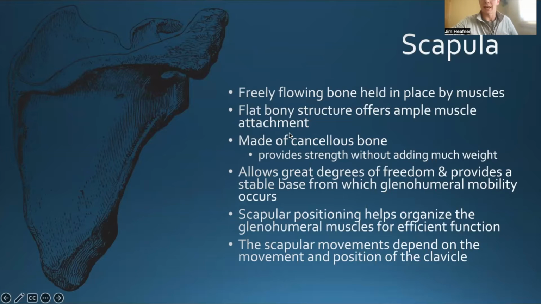It's made of cancellous bone, and that's important because it provides a ton of strength without adding much weight. So the scapula can be very mobile without being too heavy like the femur. It allows for greater degrees of freedom and provides a stable base from which glenohumeral mobility can occur. Scapular positioning helps organize the glenohumeral muscles for efficient function.